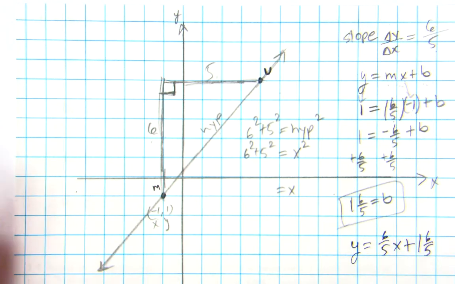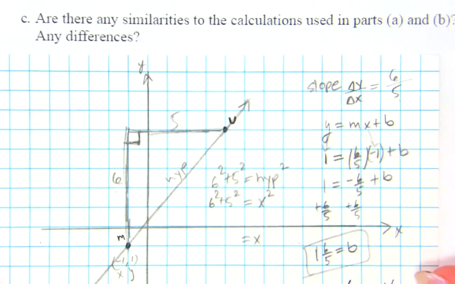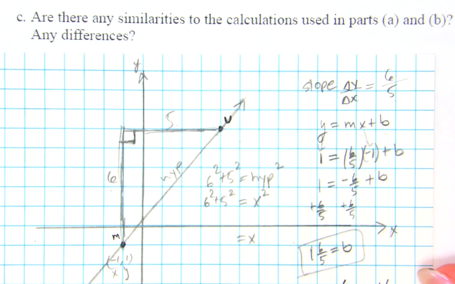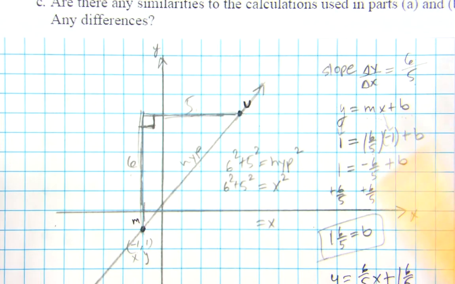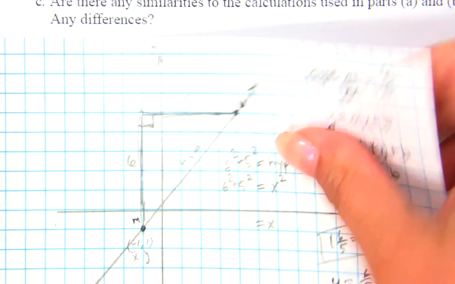Okay, and then the question on part C asks, are there any similarities to the calculation used in parts A and B? So what numbers did you use to actually calculate the slope? What numbers are you using to actually find the side length on the hypotenuse? So it all just depends on how you look at it. But there are similarities and there are differences. Okay, that was number 5.